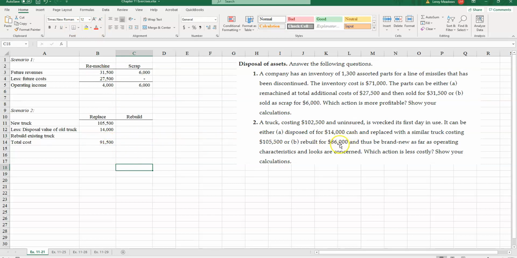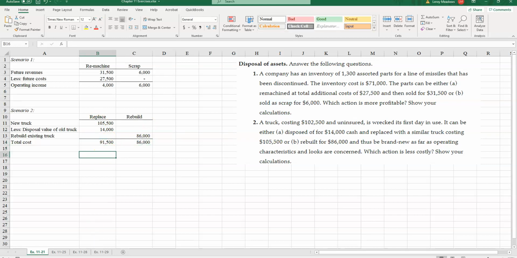Now, if I rebuild the truck, it's going to cost me $86,000. If I'm just going to spend the $86,000, I'm not going to dispose of that truck because I'm rebuilding it. So that $14,000 is irrelevant in the rebuild alternative, and we're not going to buy another truck if we're just going to rebuild the old truck. So my total cost to rebuild is $86,000. The total cost to replace is going to be $91,500.